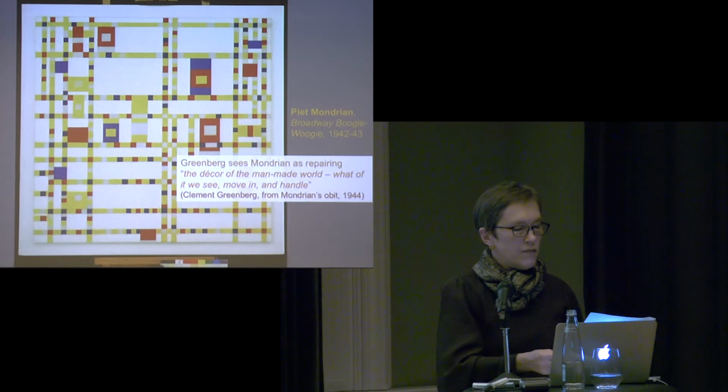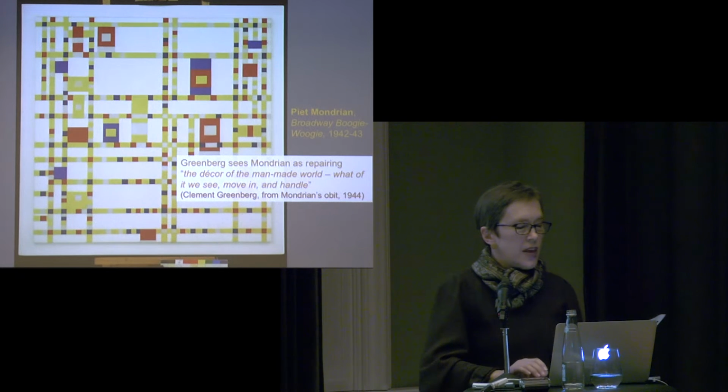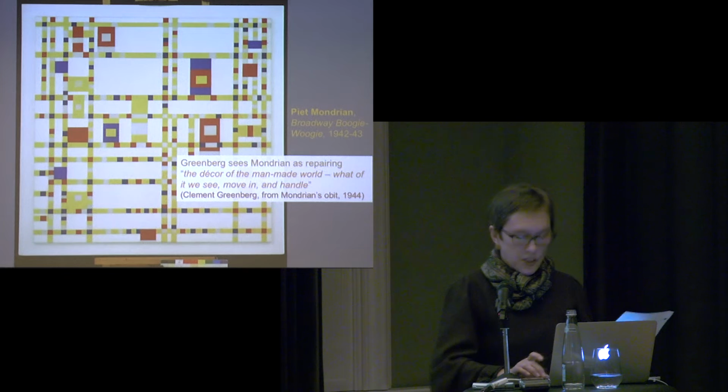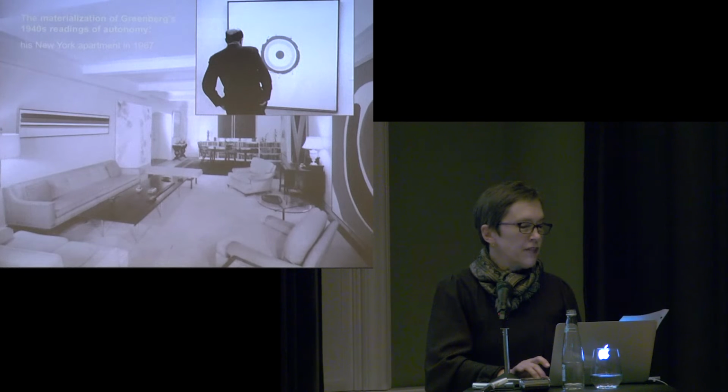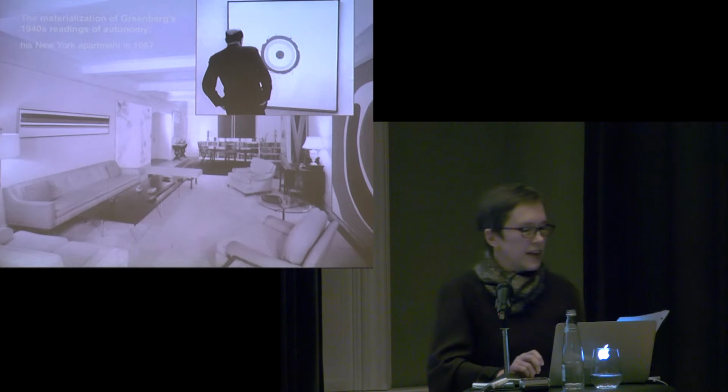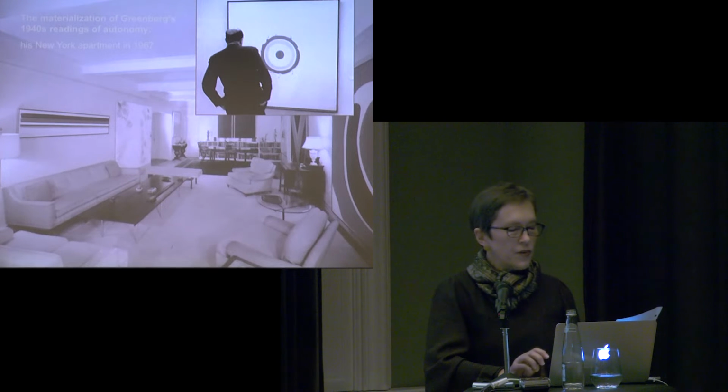What of it we see, move in, and handle. This global formula was built into Greenberg's own apartment, into his habitus. This habitus favored colorful, hard-edged, non-objective abstraction, celebrated through the art historical method of formalism, favoring a cool, light, uncluttered way of living, as we see in this 1967 photograph taken for Vogue magazine, where this epistemic configuration could be recommended to the international readership of Condé Nast.